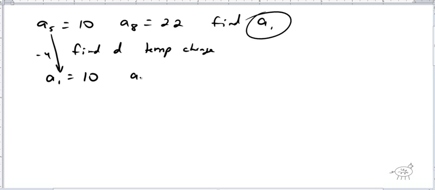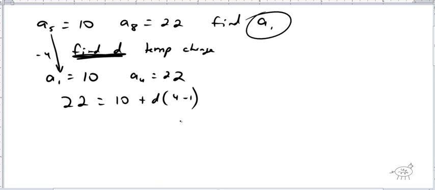Subtract 4 from that, I get a sub 4. So I'm not even worried about a sub 1 right now. I'm just finding d. So here we go. Let's do a sub n equals a sub 1 plus d times 4 minus 1. So I get 3d, move that 10 over, 3d equals 12, d is 4.